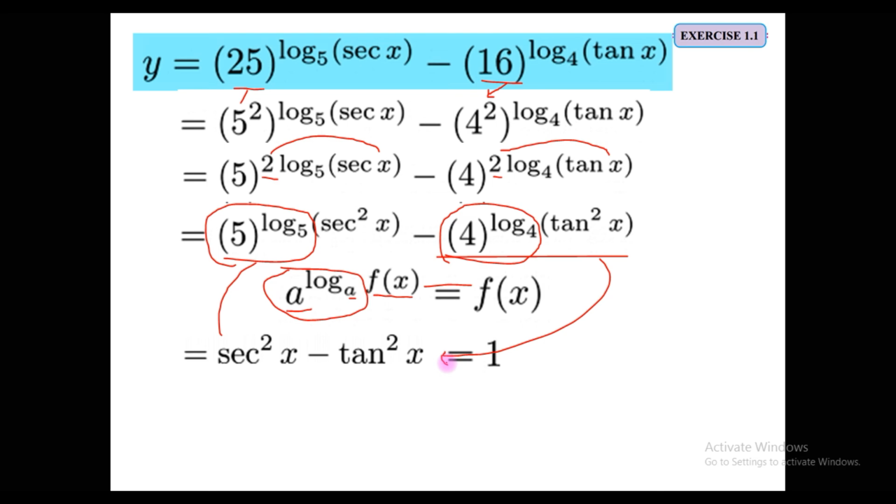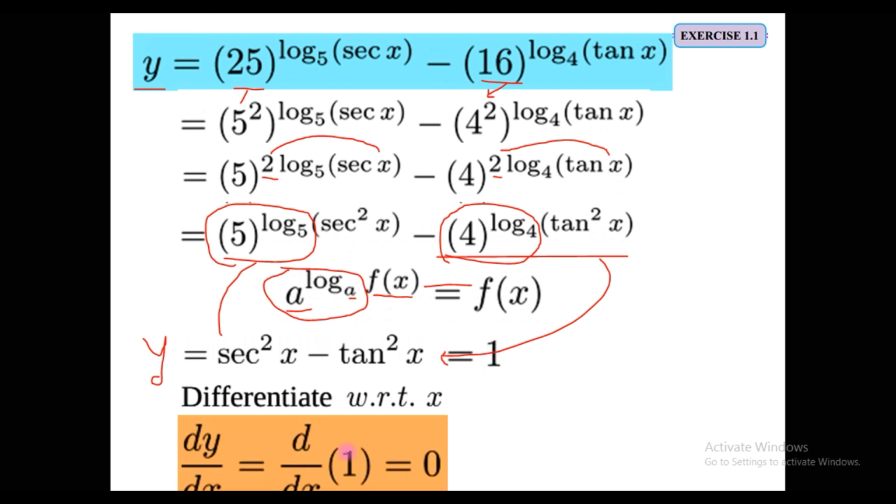See, so long I have not taken a single derivative. I am just simplifying this function. It is only the value of y. It is not dy by dx so far. Only the value of y. And y is equal to 1, which is constant. Now I can differentiate with respect to x. So dy by dx is equal to derivative of 1, which is 0.